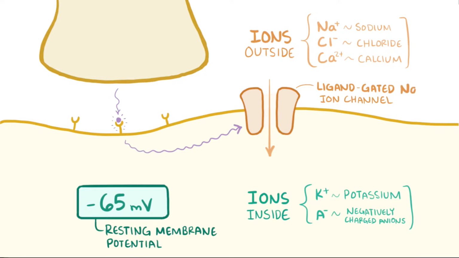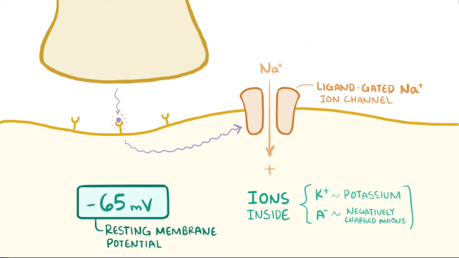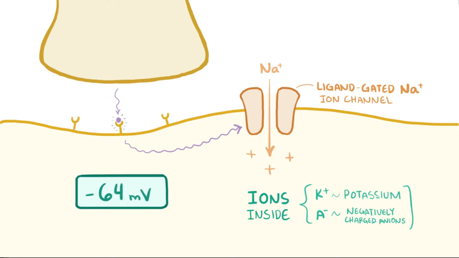So let's take the example of a ligand-gated sodium ion channel, which when it opens lets sodium flow into the cell. The extra positive charge that flows in makes the cell less negative, since remember it's usually negative 65 millivolts, and therefore less polar. So that's why gaining positive charge is called depolarization.